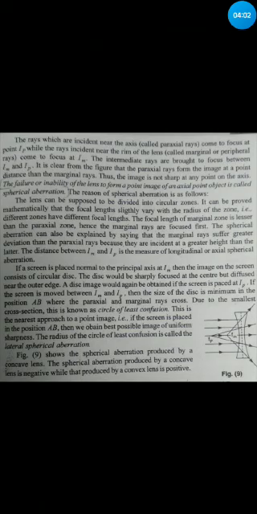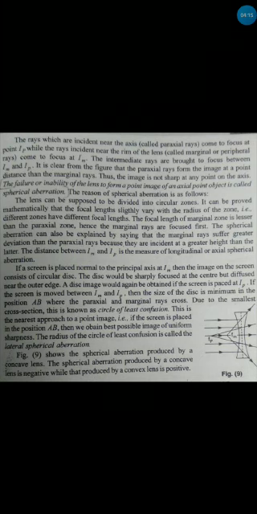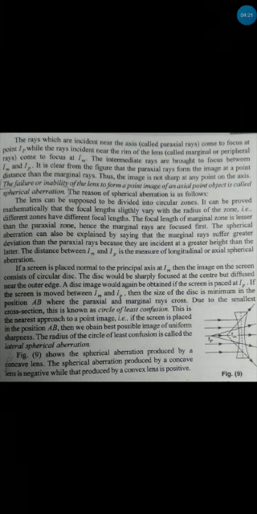Now if we go through the detailed explanation of spherical aberration, the lens can be supposed to be divided into a number of circular zones. Different zones have different focal lengths. The focal length of the marginal zone is lesser than that of the paraxial zone. Hence the marginal rays are focused first.